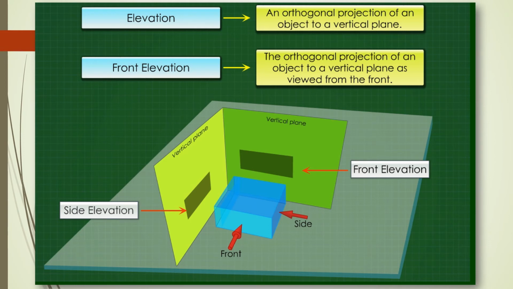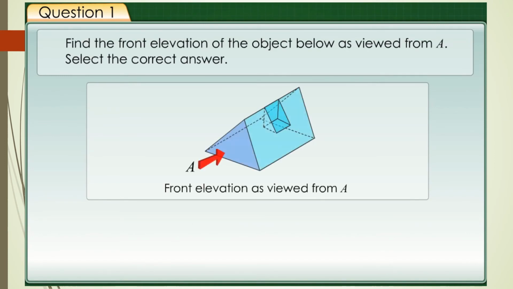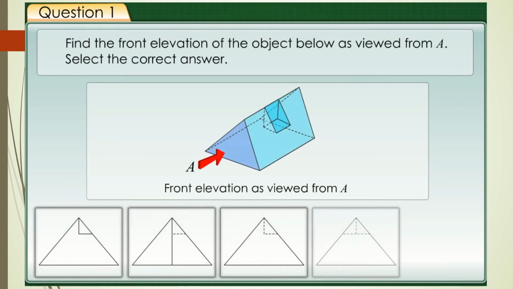Now, let's try some activities to understand more about front elevation. In this activity, answer each question by selecting the correct answer from the 4 options given by clicking on it. Find the front elevation of the object given as viewed from A. Good! That is the correct answer.